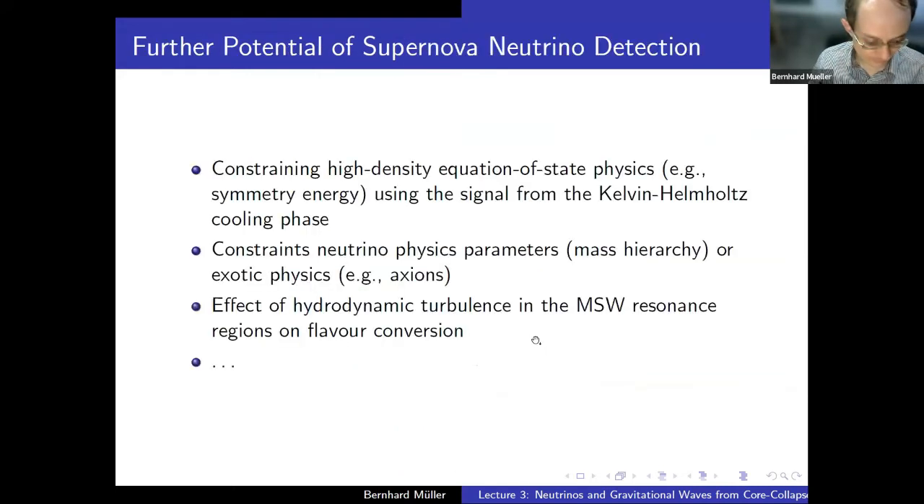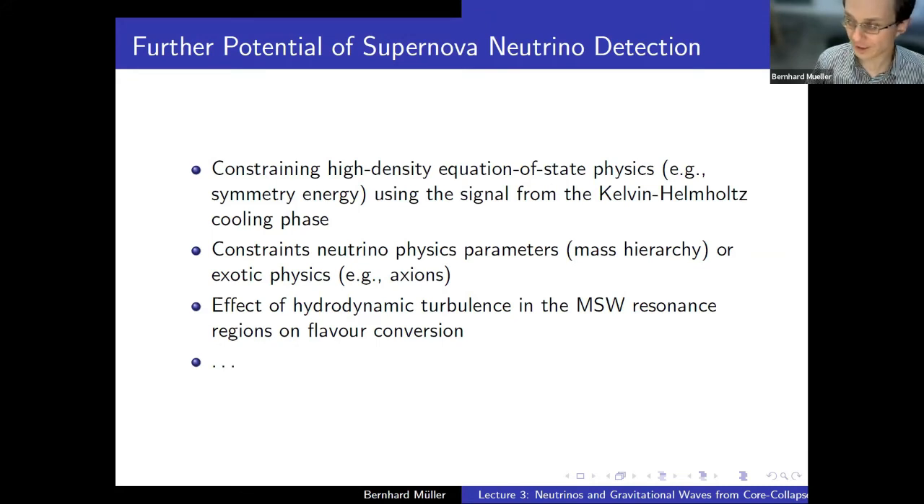So this was an overview of what you can learn from the neutrino emission in a supernova. There are more things, and I can't cover all of those. If you are interested, I encourage you to read the reviews that I mentioned and the papers cited within them. You could learn from the neutrino signal, from the cooling phase, something about the physics of the equation of state at high densities. For example, the nuclear symmetry energy will affect how the late cooling signal after the explosion unfolds.